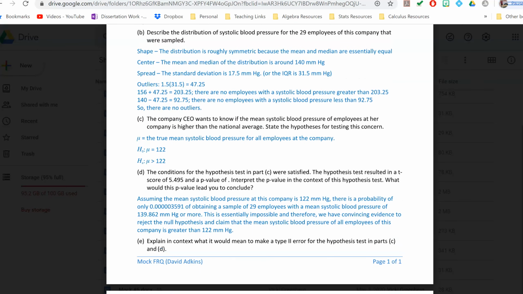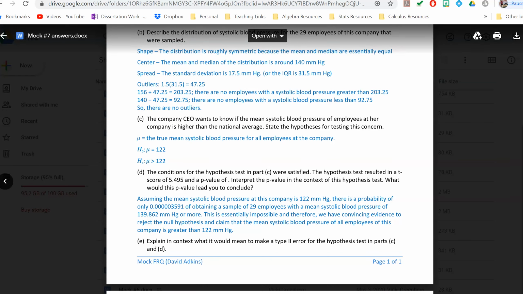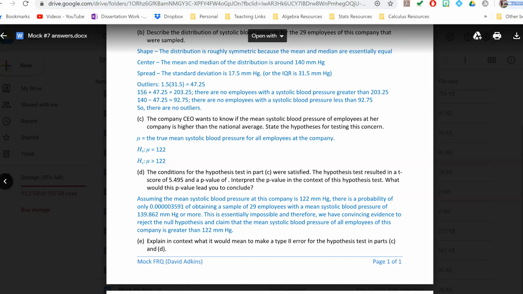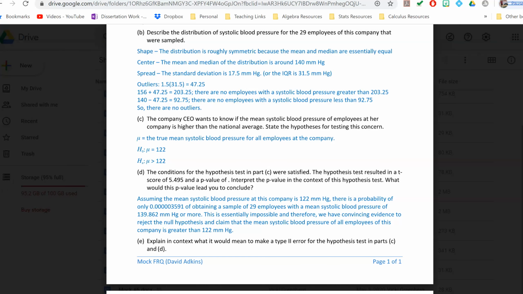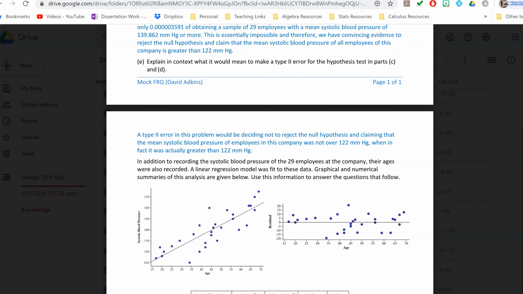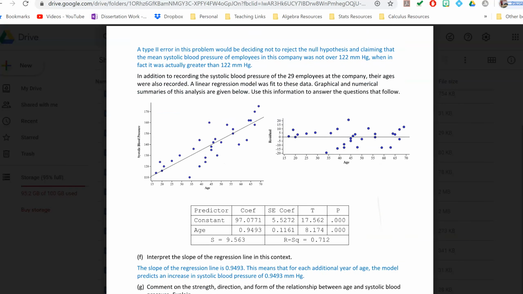We've got our p-value breakdown, assuming the mean systolic blood pressure is 122. The probability of obtaining a sample of 29 with that or more is that probability. Great. This is essentially impossible, and therefore we have convincing evidence to reject the null and claim the mean systolic is greater than that. Beautiful. Everything we saw. Type 2 is what we saw as well before, deciding not to reject the null and claiming it actually is not over it when it is over that.